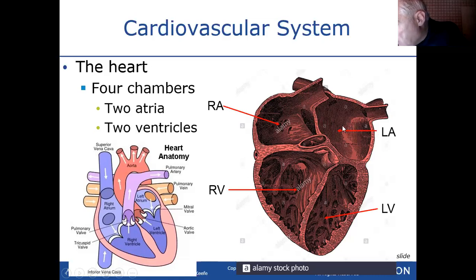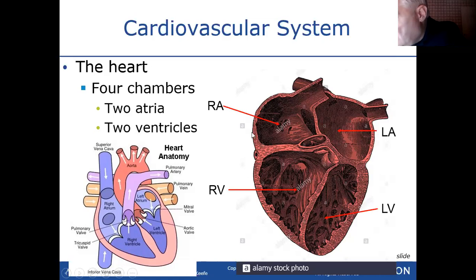But again, both atriums contract at the same time, and then both ventricles pump at the same time. The atriums both pump down to the ventricles. The right ventricle pumps to the pulmonary artery, which brings blood to the lungs. The left ventricle pumps to the aorta, which brings blood to the rest of the body.